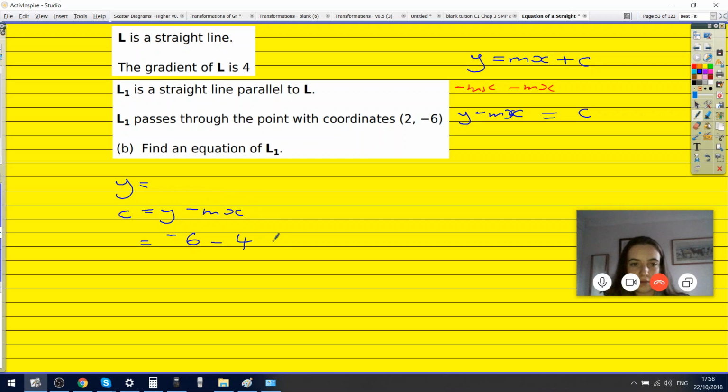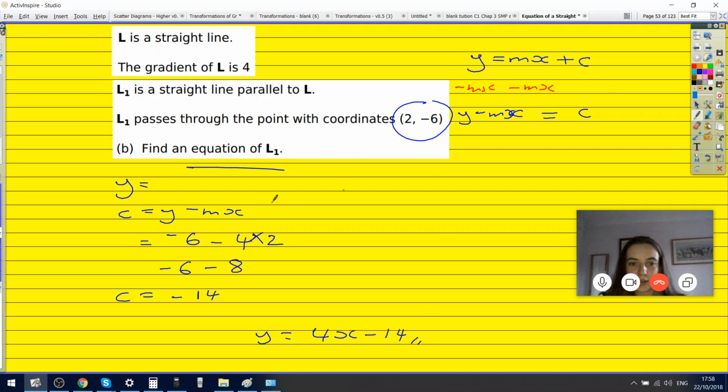Y minus mx, what is x? The 4. So y is minus 6. And mx is short for? Times. Yeah. What do you get? Minus 6 minus 8. Yeah. Which is minus 12. No, minus 14. Okay. And so equation? Y equals 4x minus 14.